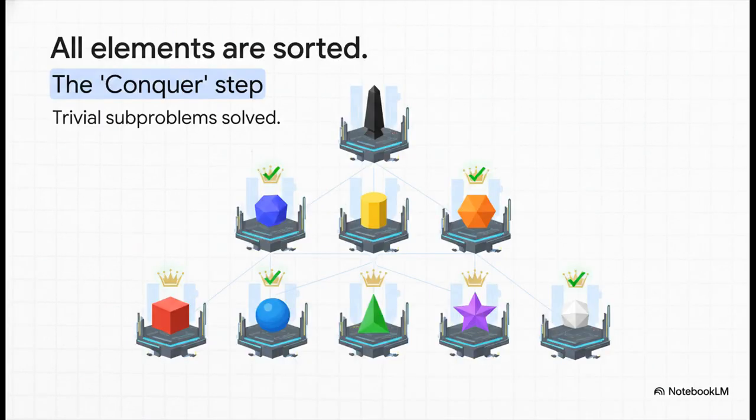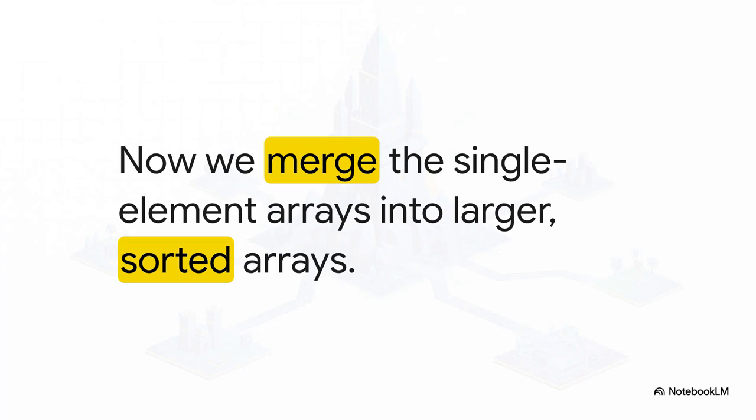And we keep on dividing until we literally can't divide anymore. We're left with these tiny provinces of just 1 subject each. And this is our base case. A group of 1 is, by definition, already sorted. So the conquer step is done. All the tiny problems have been solved. Now for the magic. Step 3, combine. We start working our way back up by merging these tiny sorted provinces.